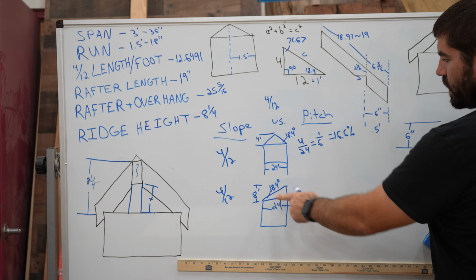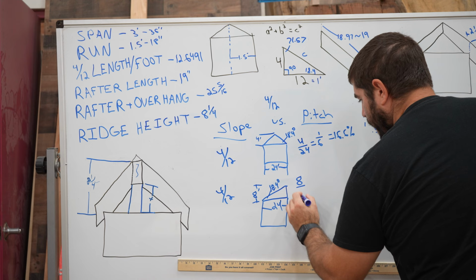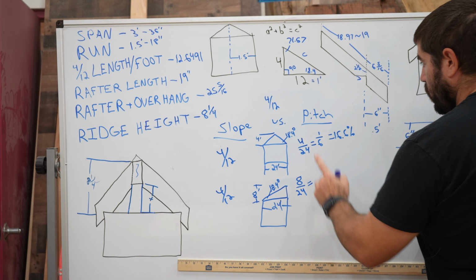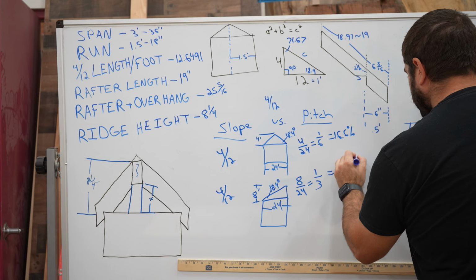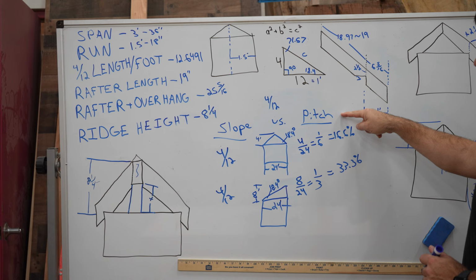Now this one, we're still at a 4/12 slope. We still have the same degree that it's going up, but now since it's a mono slope, it goes all the way over. So the height is 8 feet. So we take that total 8 feet height divided by 24. Okay, so that gives us 1/3, which is equal to 33%. So even though these two buildings both have the same slope, the pitch on the second one is doubled because pitch is a percentage derived from the total height divided by the total span.